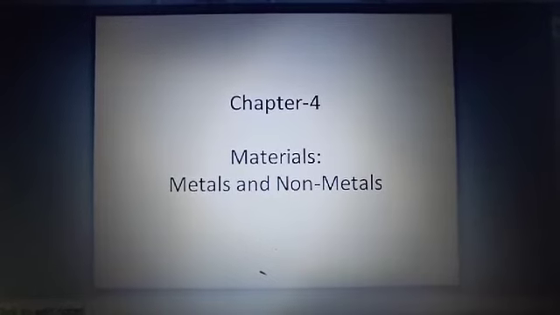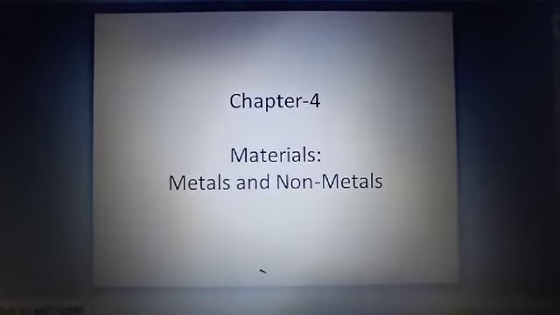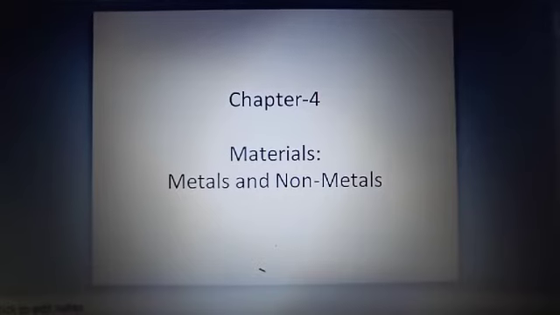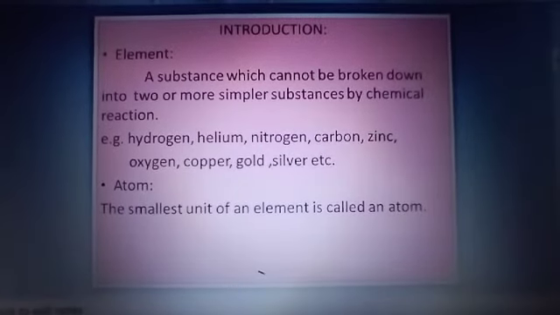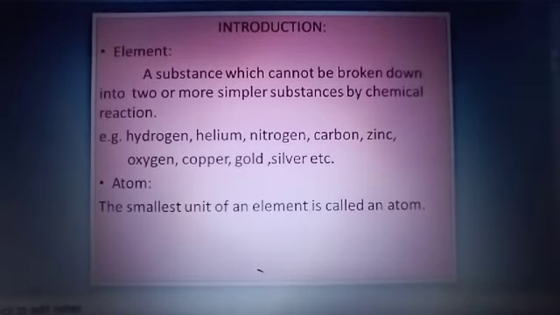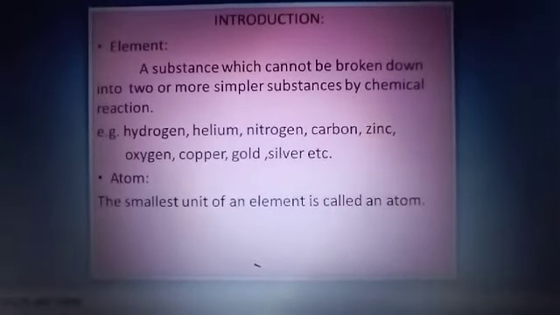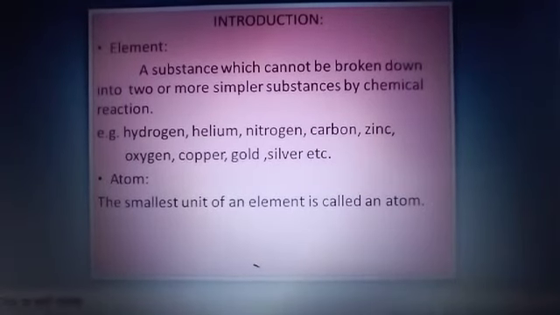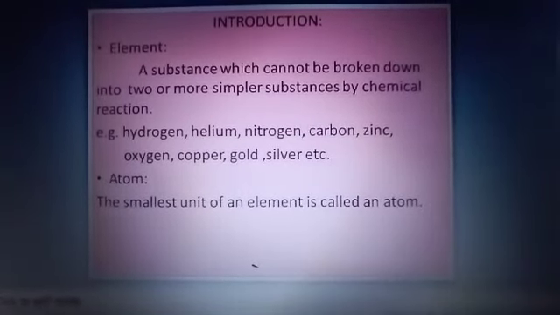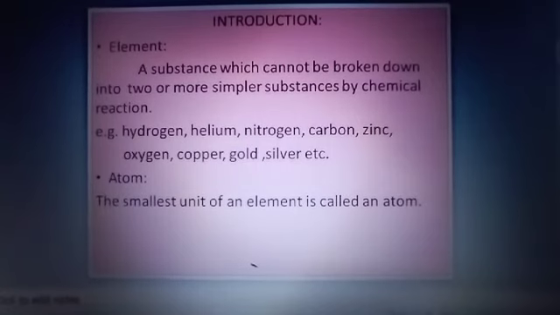So let us learn what are the materials. You look around, there are so many materials. They are either metals or non-metals. So let us see elements. This is a substance which cannot be broken down into two or more simpler substances by chemical reaction. We have the examples here: hydrogen, helium, nitrogen, carbon, zinc, oxygen, copper, gold, silver, etc.